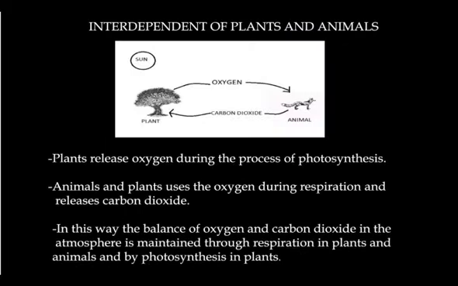Now, the interdependence of plants and animals. Plants release oxygen during the process of photosynthesis. Now, what is photosynthesis? Photosynthesis is a process by which the green plants make their own food with the help of sunlight, carbon dioxide, water, etc. Animals and plants use the oxygen during respiration and release carbon dioxide. We all know that. In this way, the balance of oxygen and carbon dioxide in the atmosphere is maintained through respiration in plants and animals and by photosynthesis in plants.